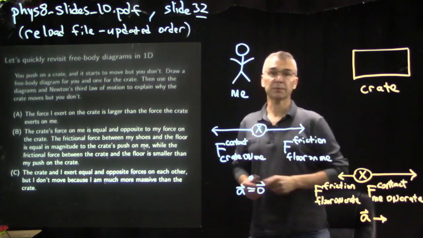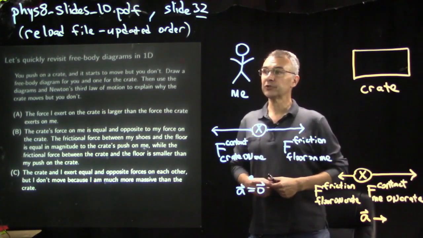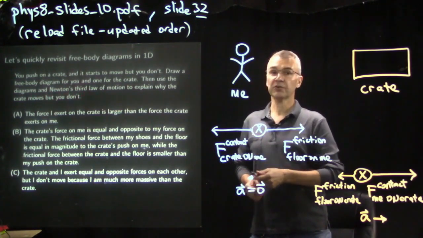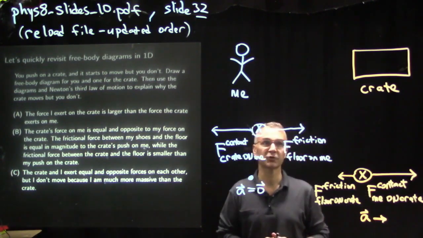So here's a familiar problem from a couple weeks ago. You push on a crate and the crate starts to move, but you do not. Draw a free body diagram for you and one for the crate, then use the diagrams and Newton's third law of motion to explain why the crate moves, but you don't. We have some possible answers, but I think you know the answer by now.